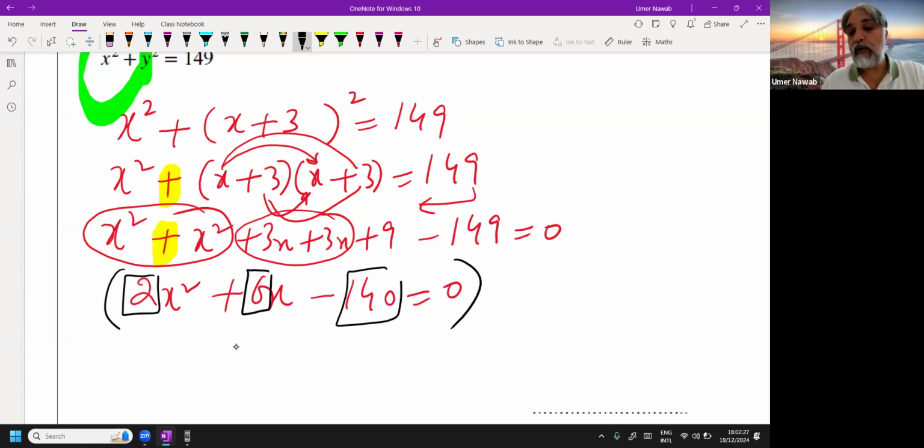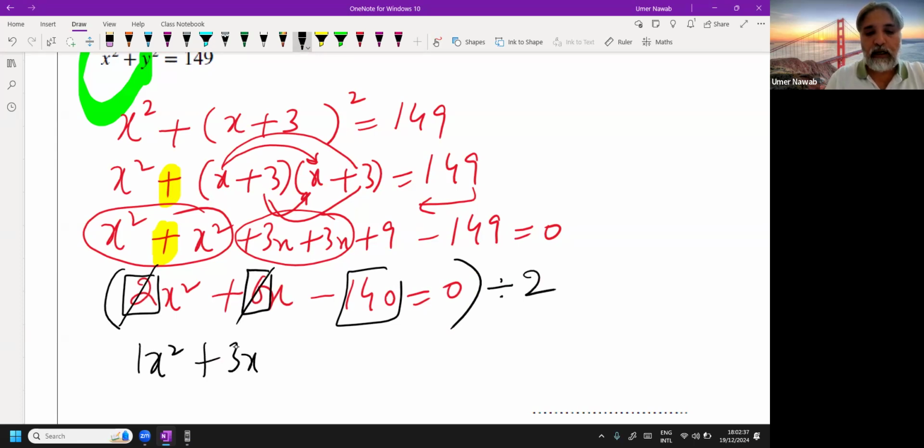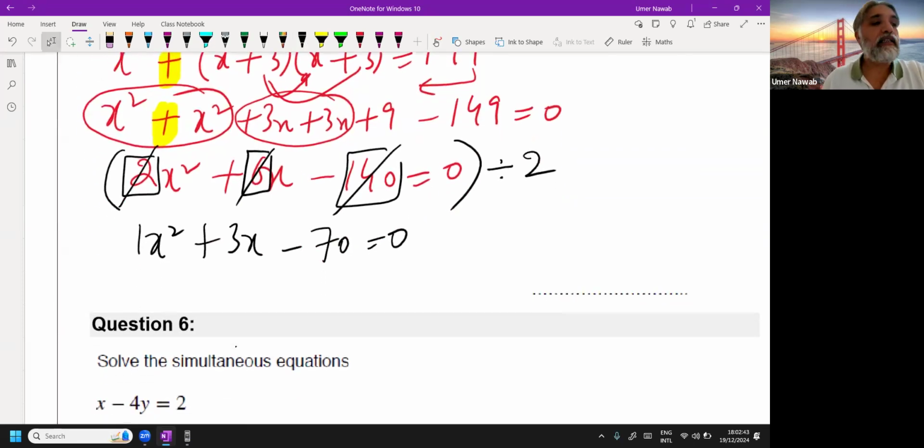So why not we can make the equation much simpler in terms of its coefficients. So 2 turns into 1x squared, 6 turns into 3x, and 140 turns into 70. Wow. So we got a very simple quadratic equation. Your A is equal to 1, your B is equal to 3, and your C is equal to negative 70.